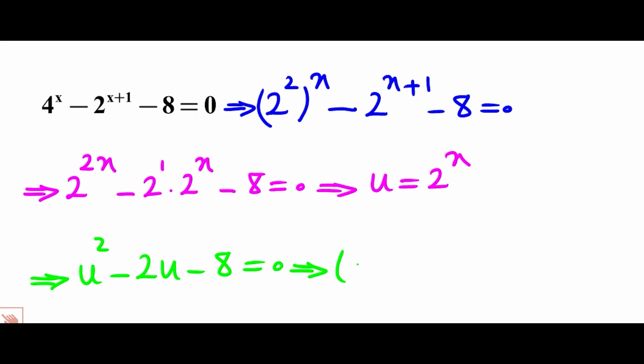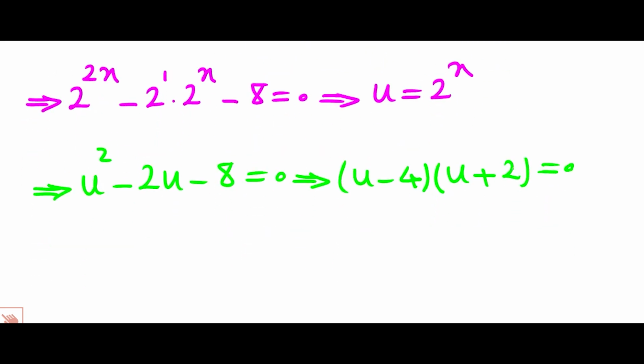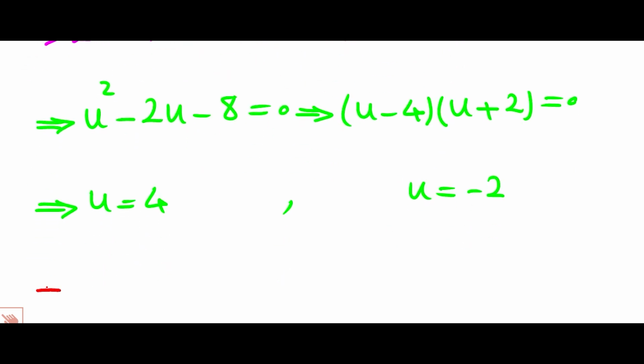Now factor: (u minus 4)(u plus 2) equals 0. So u is 4 and u is negative 2. But u is 2 to the power of x and must be positive, so u is 4. So 2^x equals 4, so x equals 2.